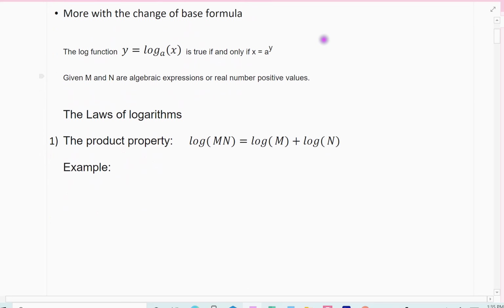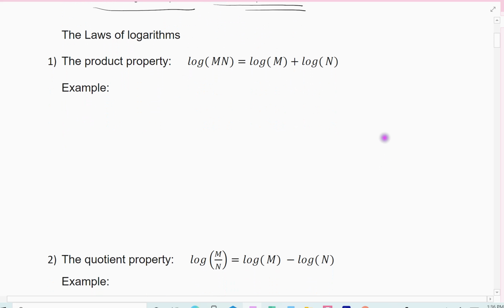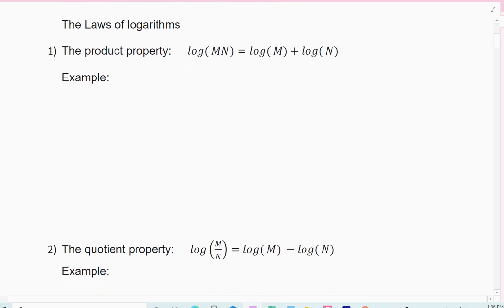So remember, a log function is true if and only if that inverse equation is true. M and N and all of these laws are always algebraic expressions or real numbers that are always positive. I can't have 0 and I can't have negative, so we're going to assume that all of them come out positive. The first property is the product property of logarithms. Equality means it goes in both directions, and we are going to use it in both directions. So when I do an example, I'll do an example in both directions.